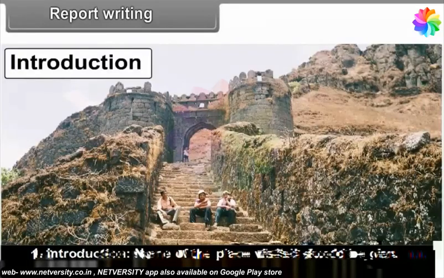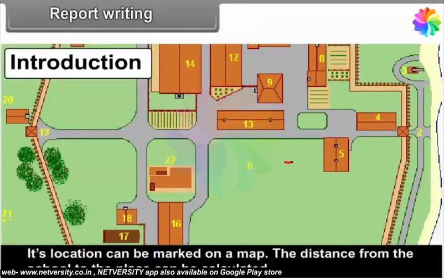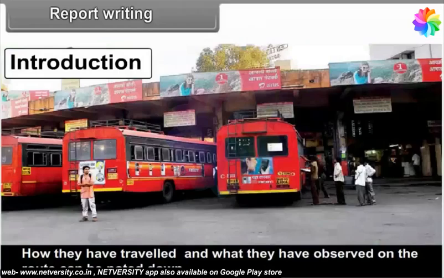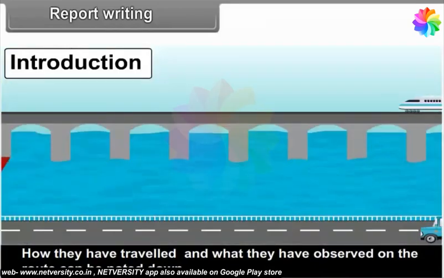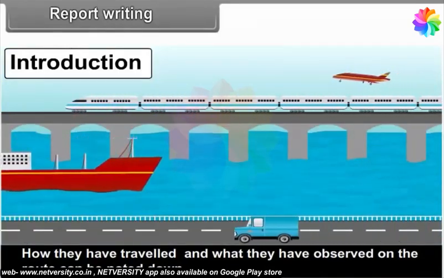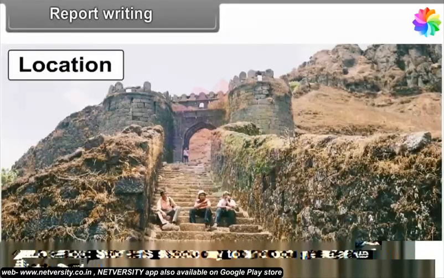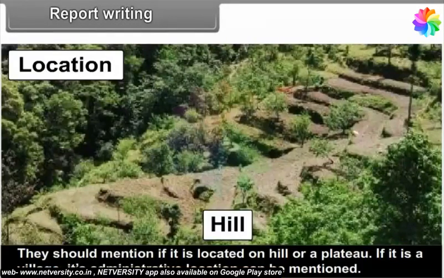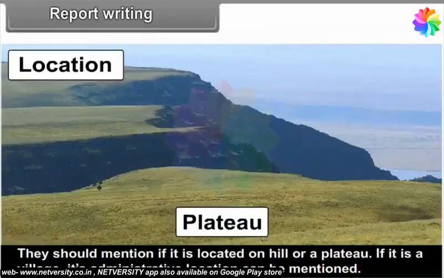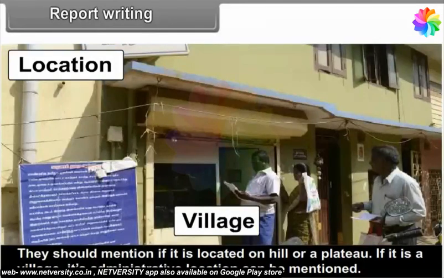1. Introduction. Name of the place visited should be given. Its location can be marked on a map. The distance from the school to the place can be calculated. How they have travelled and what they have observed on the route can be noted down. 2. Location. Students should try to find out the relative location of the field. They should mention if it is located on a hill or a plateau. If it is a village, its administrative location can be mentioned.